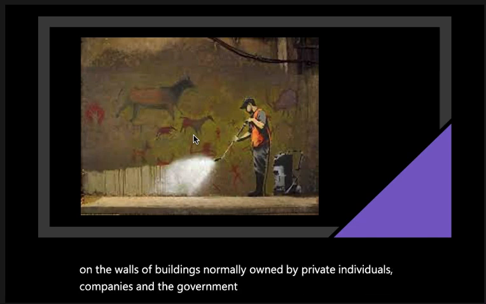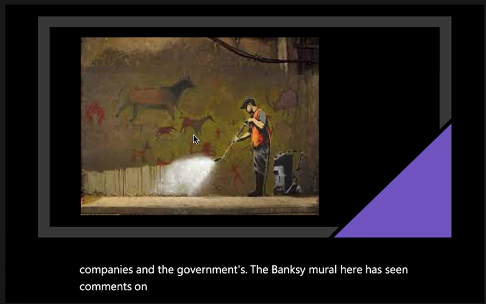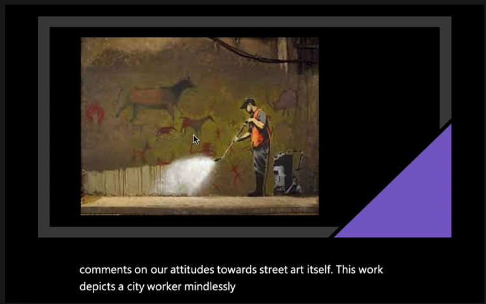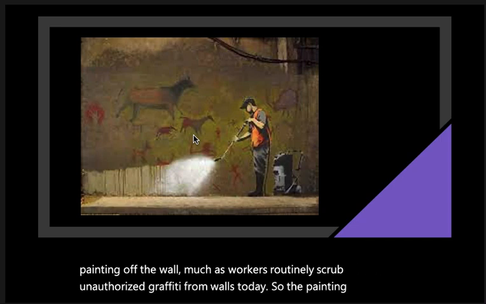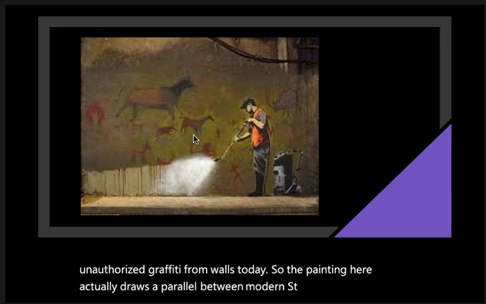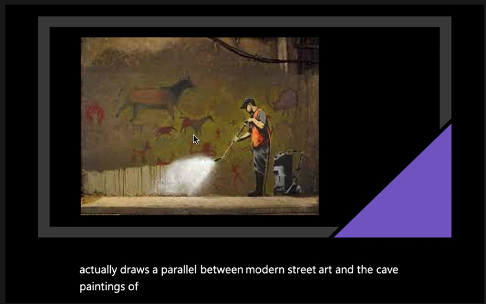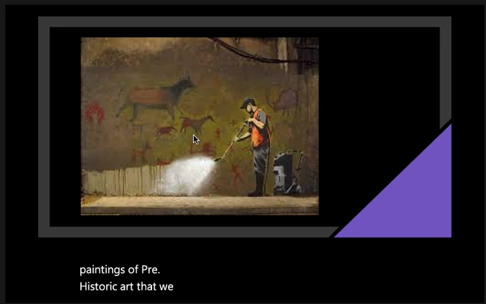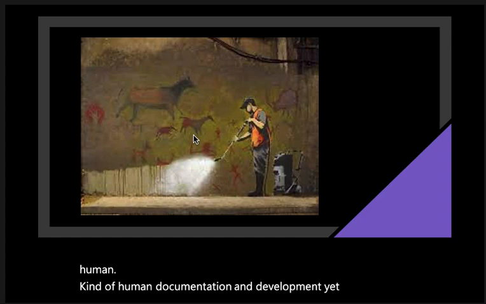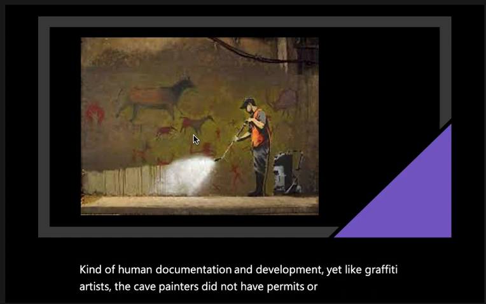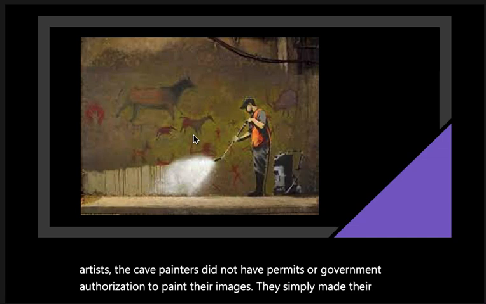The Banksy mural here is a comment on our attitudes towards street art itself. This work depicts a city worker mindlessly power washing a prehistoric rock painting off the wall, much as workers routinely scrub unauthorized graffiti from walls today. So the painting draws a parallel between modern street art and the cave paintings of historic art that we now consider to be priceless treasures of human documentation and development. Yet, like graffiti artists, the cave painters did not have permits or government authorization to paint their images. They simply made their work for the public to see.